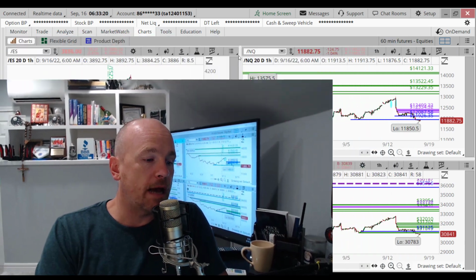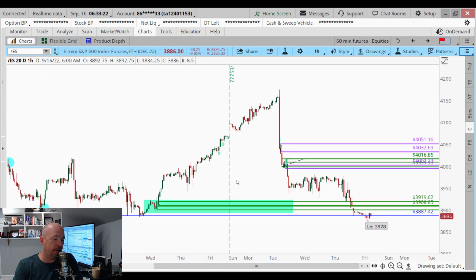So let's go ahead and dive in, starting with the S&P. We're down 33 points in the S&P in overnight trading. And the most important thing for me is this swing low that we had established last week.